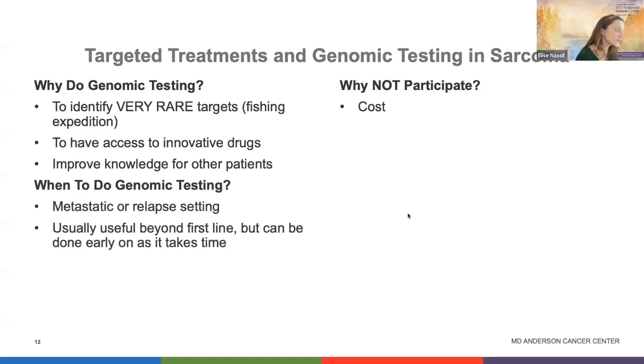So when should you do it? Essentially in the metastatic or relapse setting, because that is the setting in which those drugs have been developed and for which we might start thinking of clinical trials. It's usually more useful after the first line of therapy, because that's when we start talking about those clinical trials. But we usually recommend doing it early on, because it does take 4 to 6 weeks for us to get the results. So if we do it at the time we need it, then we're going to have to wait.